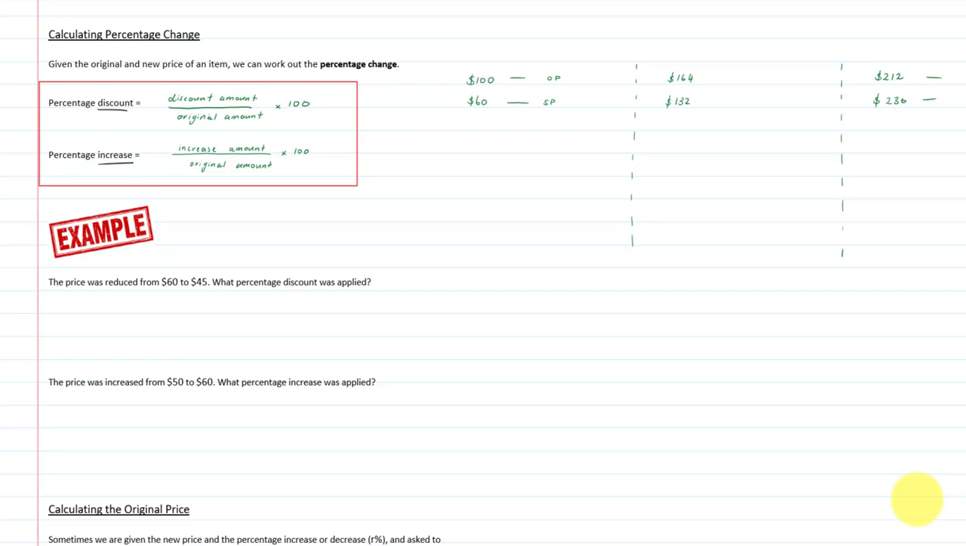So $100 is the original price, OP, and $60 is the sale price. So we could make the mistake of doing 60 over 100 times 100, and that would give you that 60%. Now that 60% would represent what the sale price is worth as a percentage of the original price, but it's not the discount. We need to work out the discount amount, and in this case the discount amount is $40 over the original price, which is $100 times by 100, and that's a fairly simple one. That's 40%. So we need to work out that discount or increase amount.